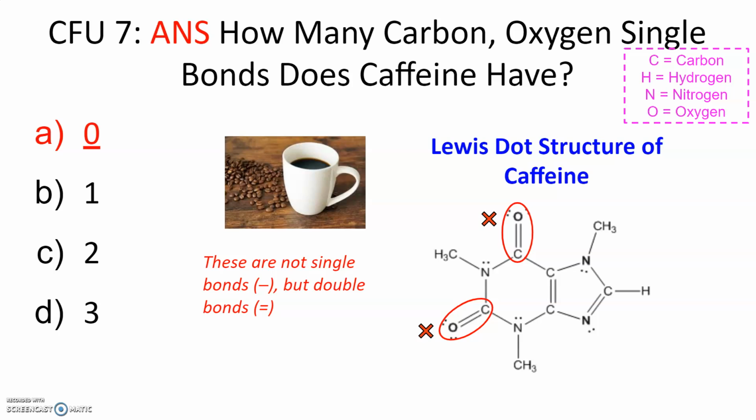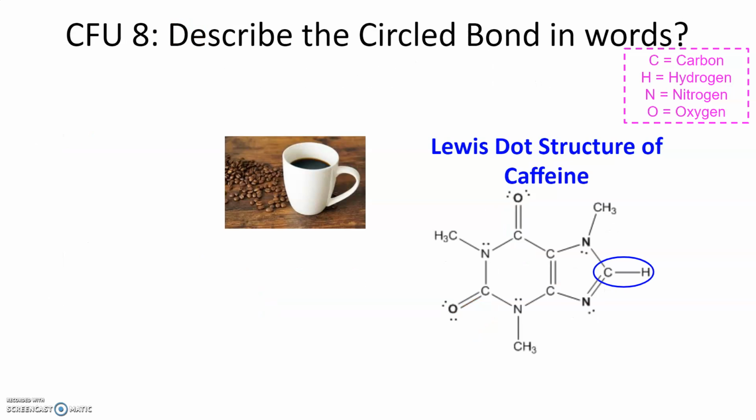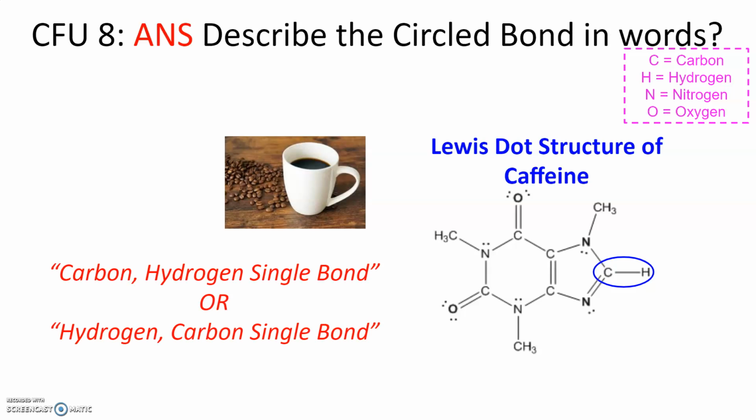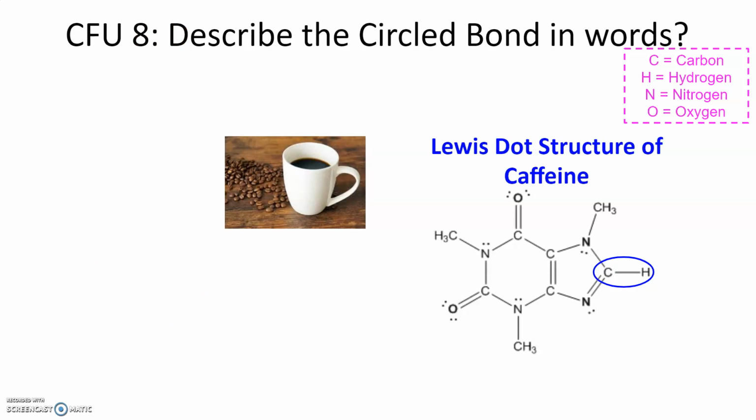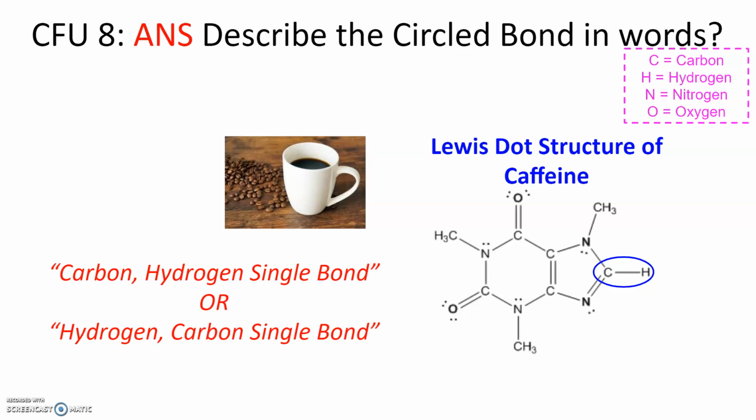Great, the answer is 0. These are not single bonds. These are double bonds, so the answer to that would be 0. Okay, this next CFU will not count, but you want to give it a go anyway. Describe the circled bond in words. So it's a carbon-hydrogen single bond, or hydrogen-carbon single bond. Remember, the order of the atoms does not matter.